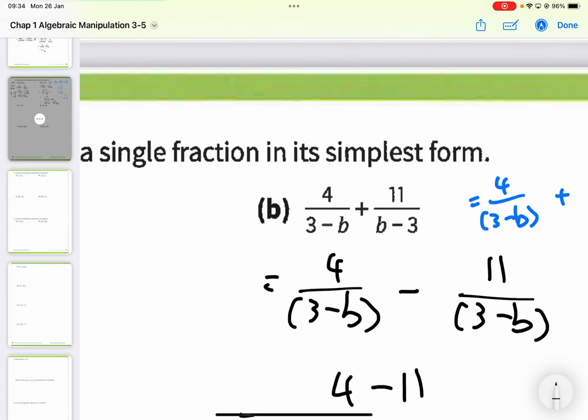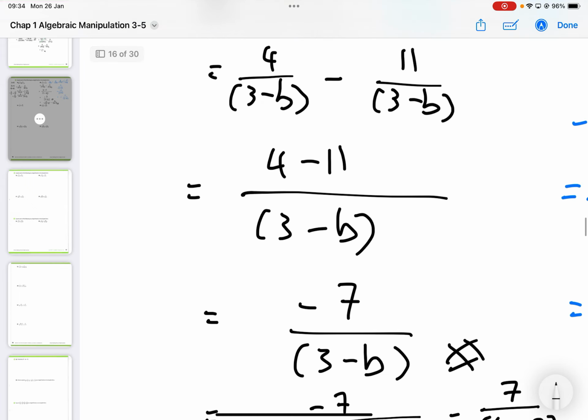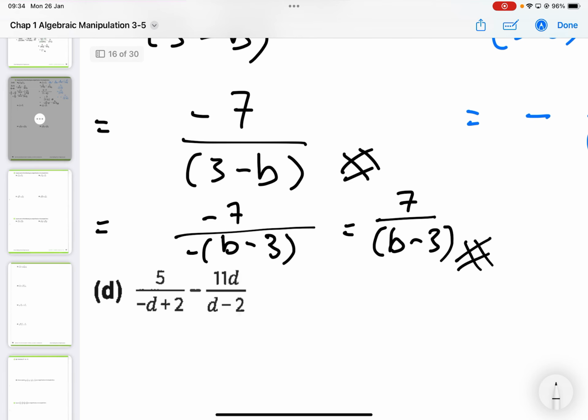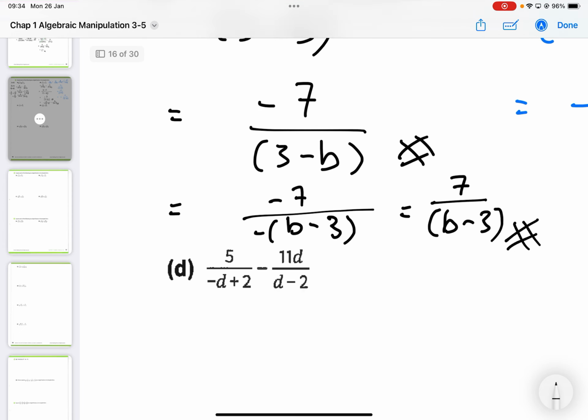3 minus b. Instead of changing b minus 3 to 3 minus b, from the first step I change 3 minus b to b minus 3. Also can. Then you will straight away get the positive side of the answer. Okay? If you change the first one first, you will get this one. But same one. You can get either one, it is also okay.